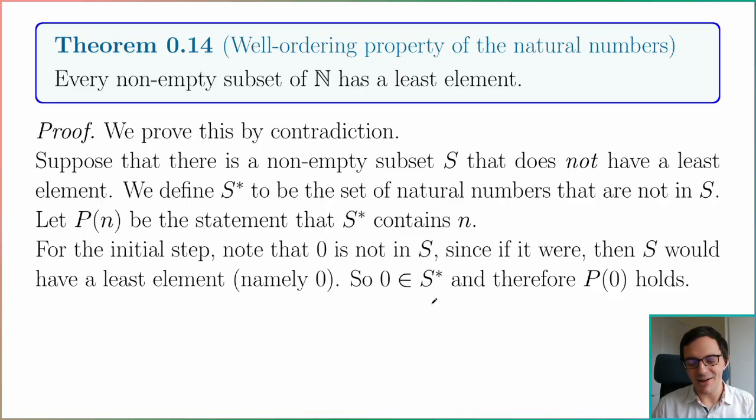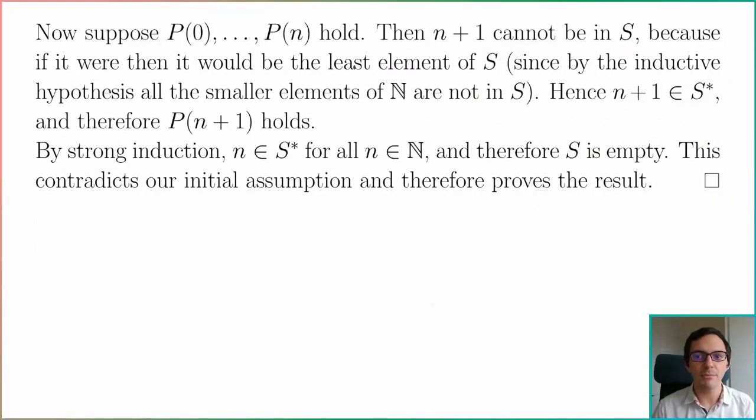That's the easy bit. We would like to now show that all other numbers are also in S star. We're going to use strong induction for this. So suppose that P0, P1, P2, all the way up to Pn all hold, which means that 0 is not in S, 1 is not in S, 2 is not in S, and all the way up to n is not in S. Now, n plus 1 can't be in S either as a result, because if it were in S, then it would be the least element. There isn't anything smaller because all of those statements hold.